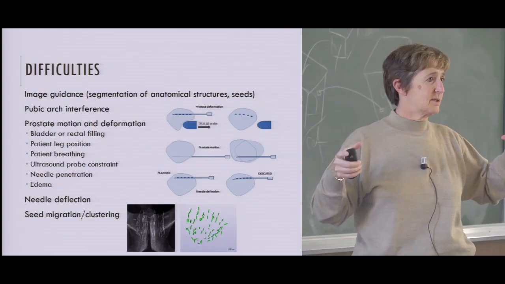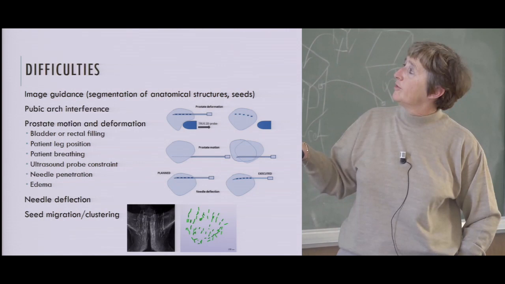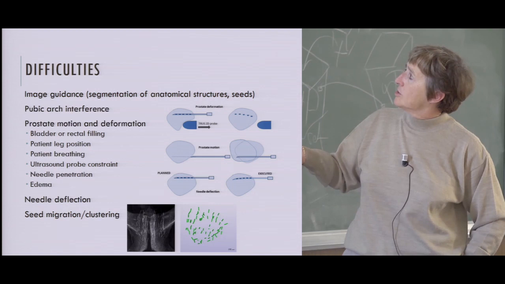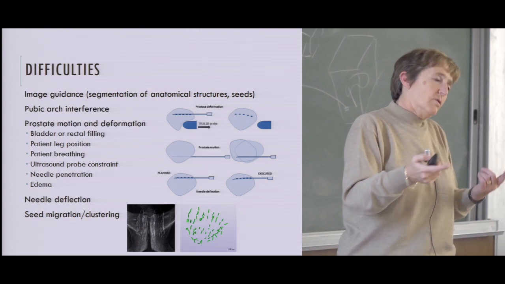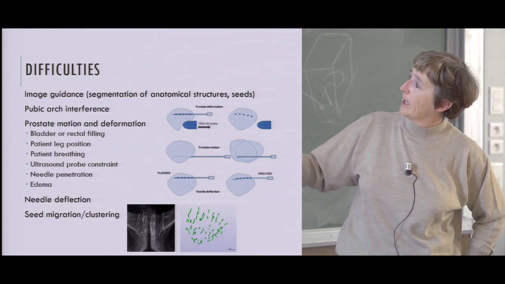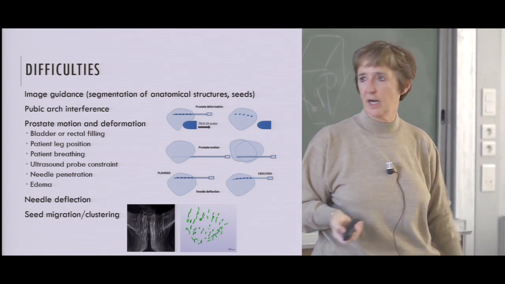You also have things related to the fact that you push on the prostate, so you compress it. So when you put your seeds here and you release the probe, the seeds are like that, and so on. And there is also the deflection of the needles, which are rigid but not so rigid, and which can deflect because they are quite long. So at the end, instead of having perfect lines of seeds, you may have clusters of seeds and some seeds like that or like that.